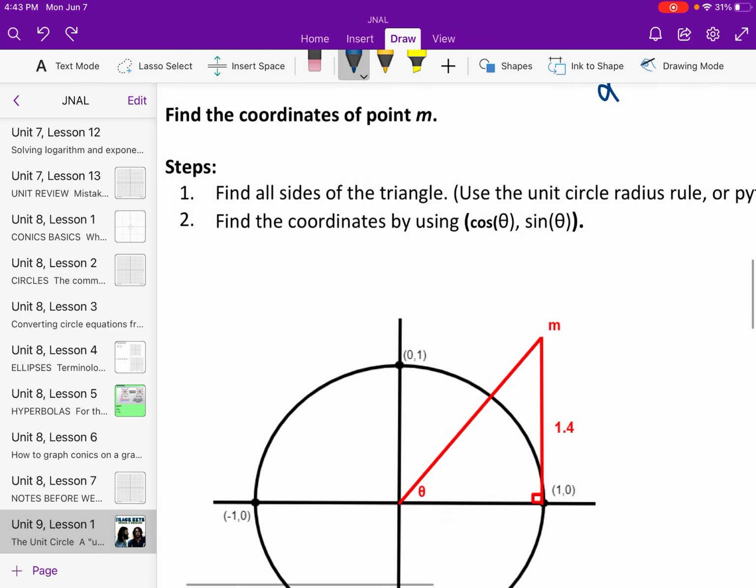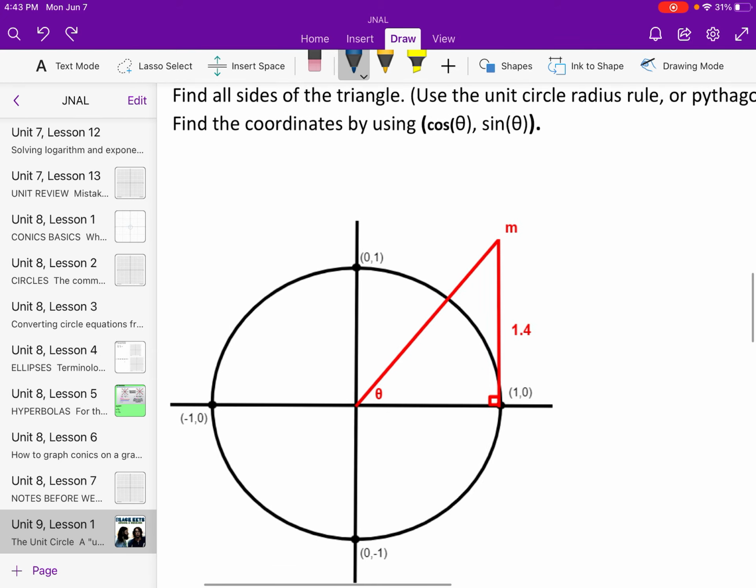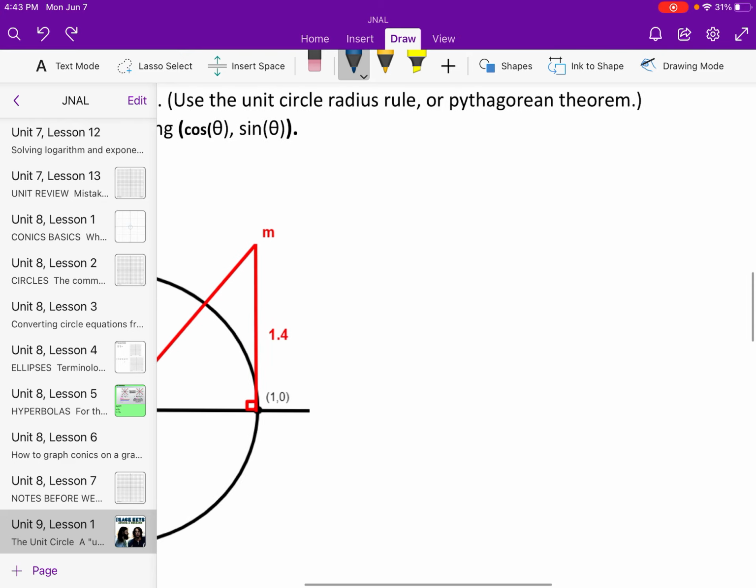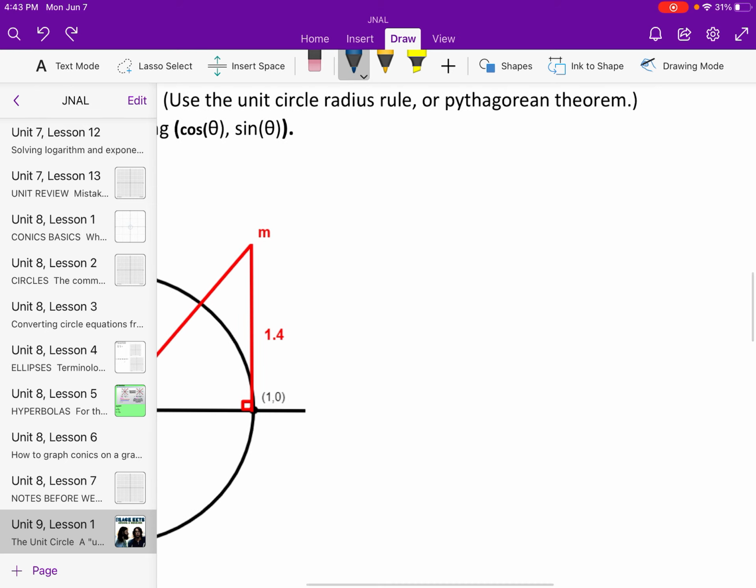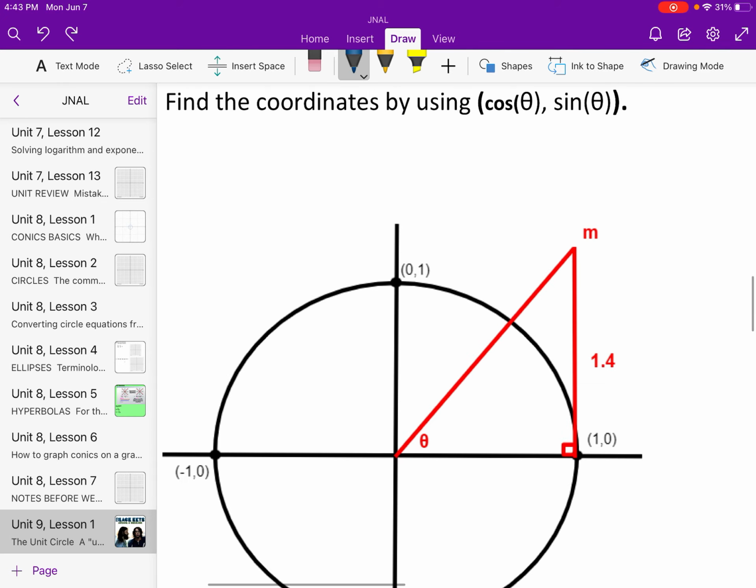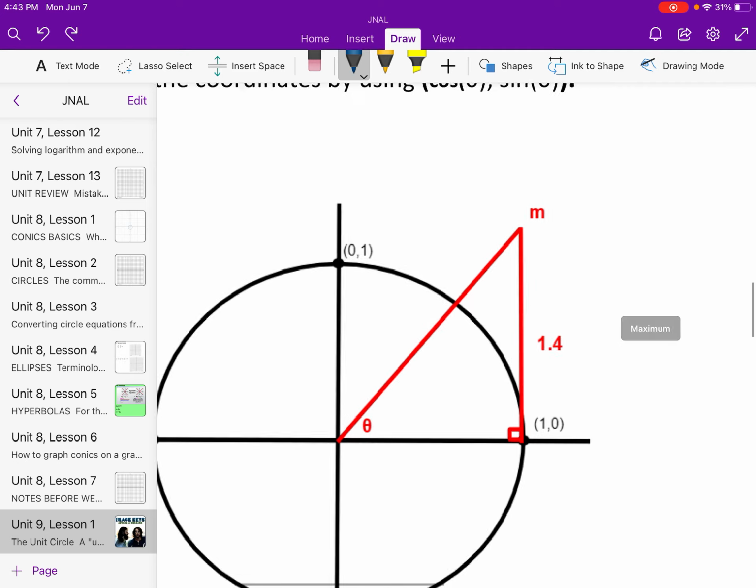Find the coordinates of point M. This looks kind of weird, but we'll see what we do. We need to find the length of all sides, the hypotenuse, adjacent, and opposite. Use this unit circle radius rule, which just means what I said, that it equals 1. And you can use the Pythagorean theorem if you don't know a side. Find the coordinates using the same thing we already did: cosine of theta, sine of theta.